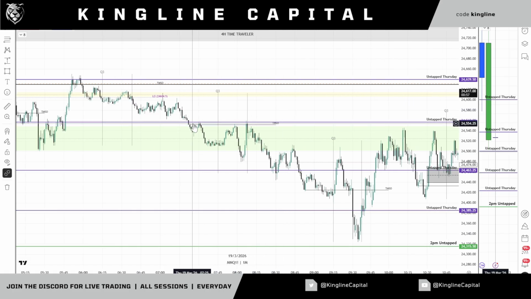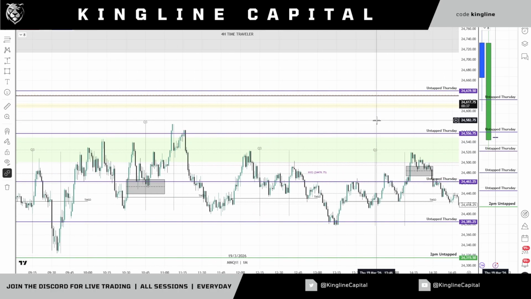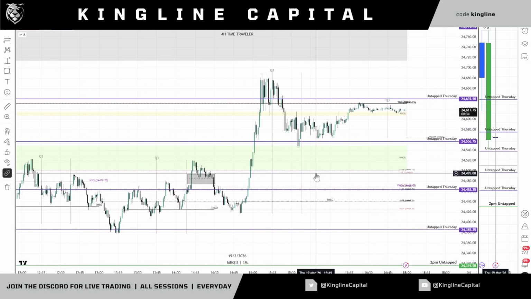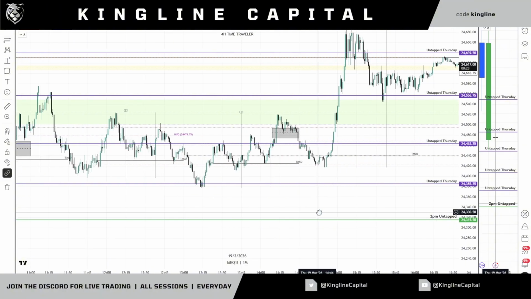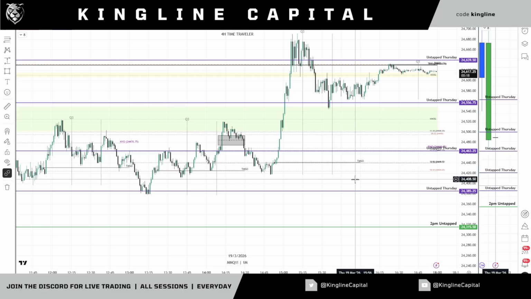Okay, and look at TMSO sitting right at this level. If you didn't have these levels, you would say, look at price action, reject TMSO multiple times, I'm going to short TMSO every time. Look what's sitting right there as well, this untapped Thursday. So again, you can use all the styles of Kingline that are provided by all the mods at Kingline, and these just give you targets and confluence. And you can see how price rejects at the levels. Does that make sense for daily?